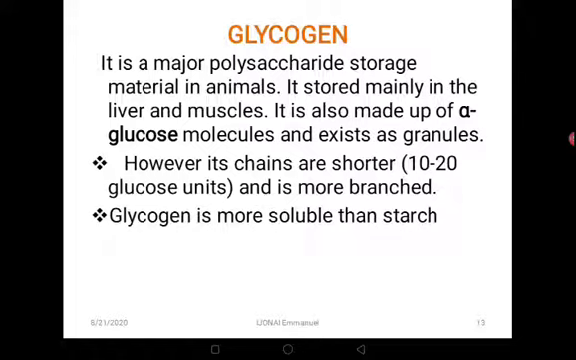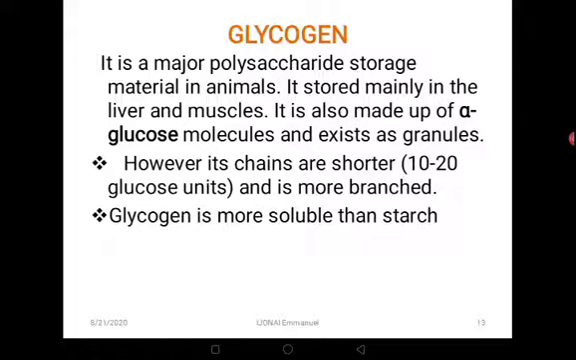Let's go to the next polysaccharide here, which is glycogen. And we know, of course, that glycogen is a major polysaccharide storage material in animals. Starch is in plants. Glycogen is in what? Animals. And is majorly stored in the liver and in muscles. Yes. It is also made up of alpha glucose molecules and exists as granules. They call them glycogen granules, and they are usually found in animal cells.